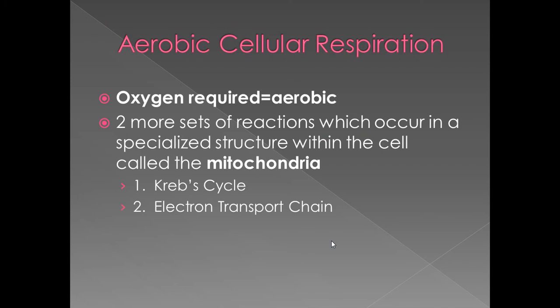In aerobic cellular respiration, you have to have oxygen, and you get 2 more sets of reactions that occur in a specialized structure within the cell called the mitochondrion. Those 2 sets of reactions are the Krebs cycle and the electron transport chain. I know this seems a little complicated, which is why we did photosynthesis first.